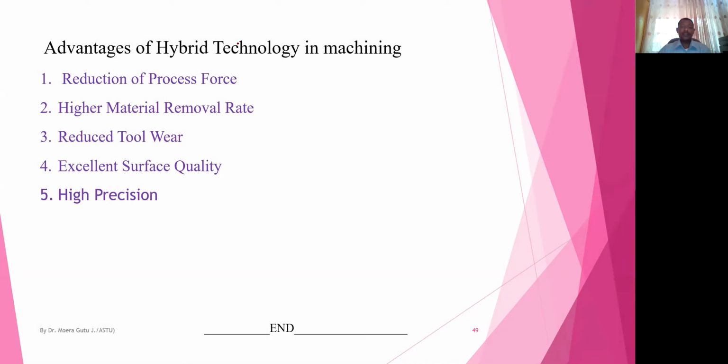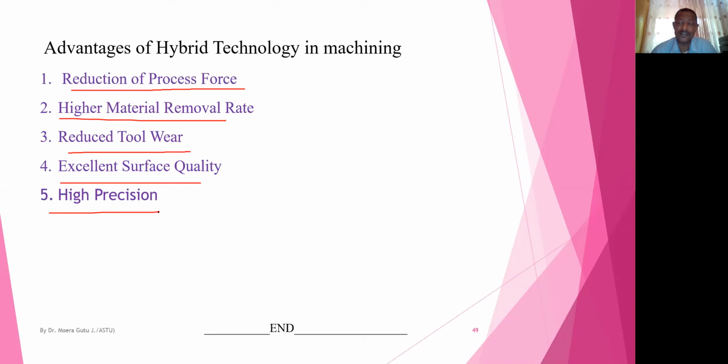Advantages of hybrid technology in machining: they can reduce process forces. The cutting force can be reduced, as I told you, if you use hybrid technology, but it is more costly; the economic cost is high. Higher material removal rate and productivity can be achieved. You will have prolonged tool life and excellent surface quality, smooth up to the micro level, but it is difficult to get to the nano level, with high precision and high surface finish.